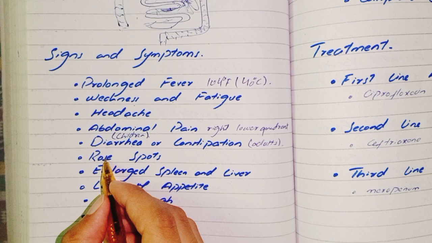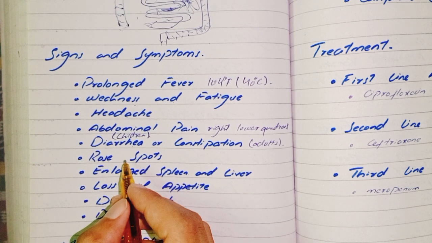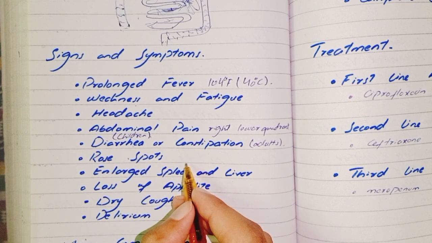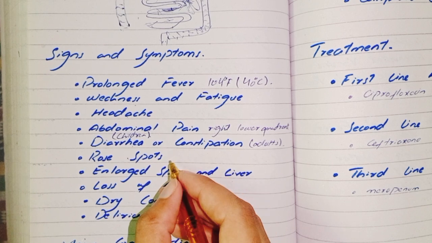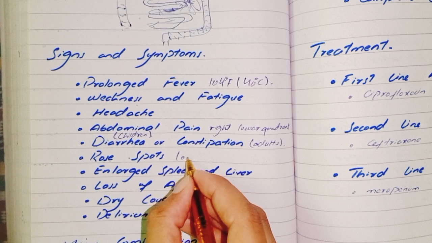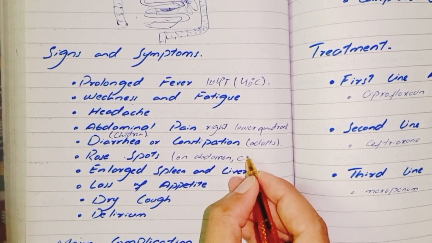Rose spots is the most common sign and symptom in typhoid fevers. Small rose-colored spots on the abdomen and chest appear in some individuals, not in all individuals. Okay, rose spots on abdomen or chest.